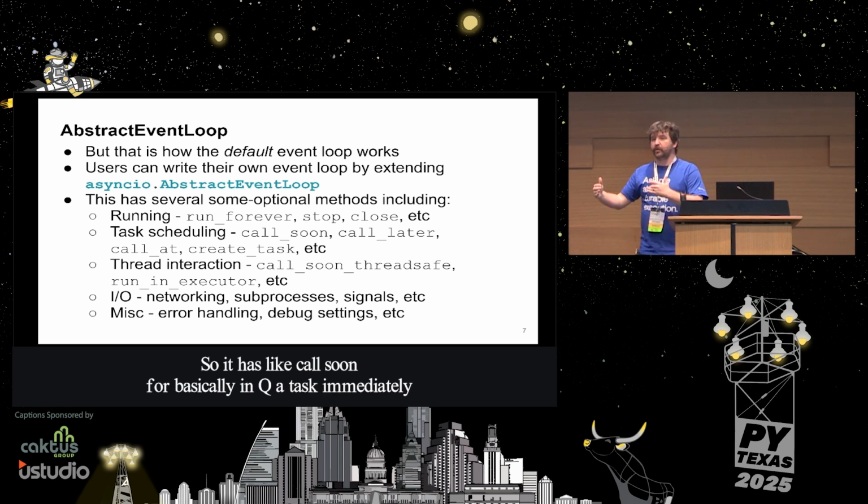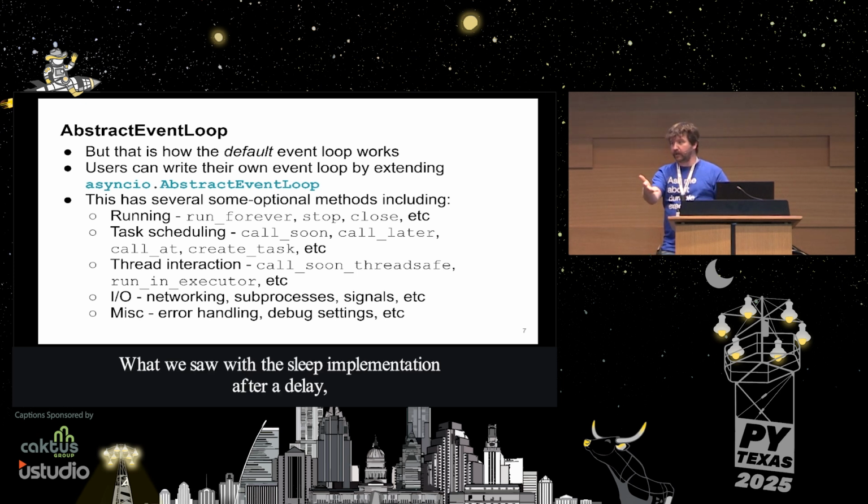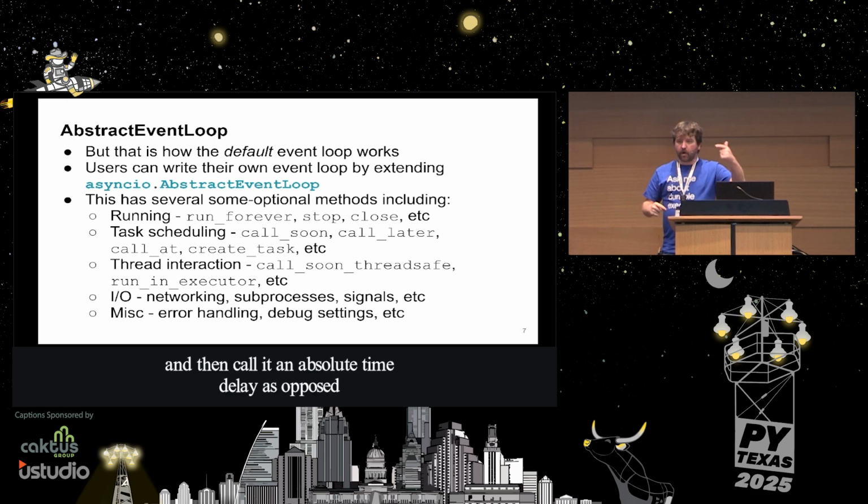So it has call soon, which basically queues a task immediately, like the next time you run once, run it. Call later, what we saw with the sleep implementation, after a delay. And then call at, an absolute time as opposed to a relative time delay, and create tasks and some of these other things.